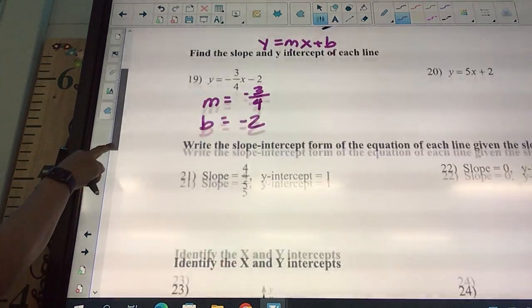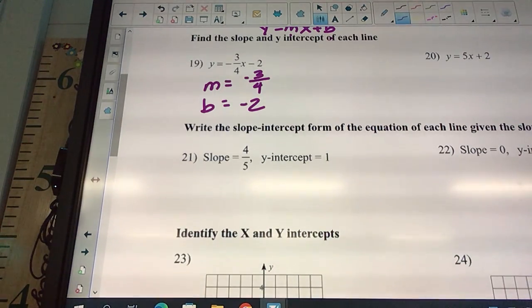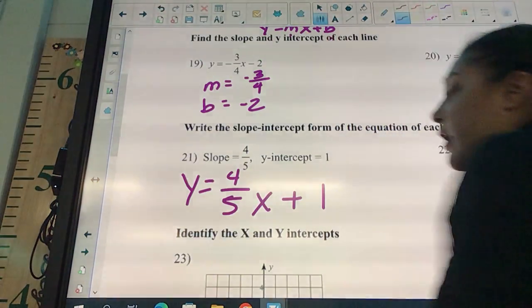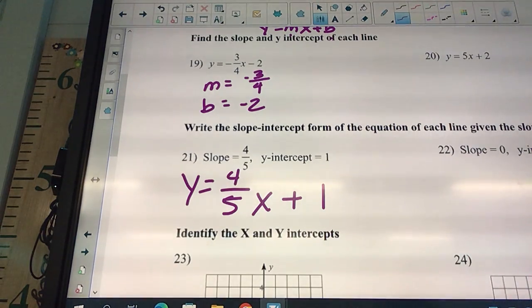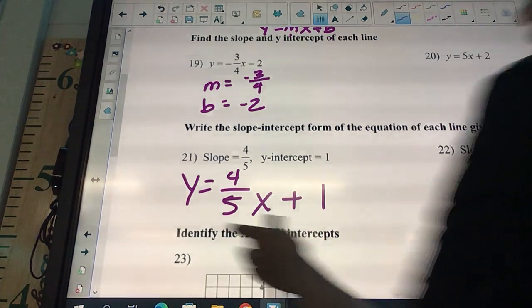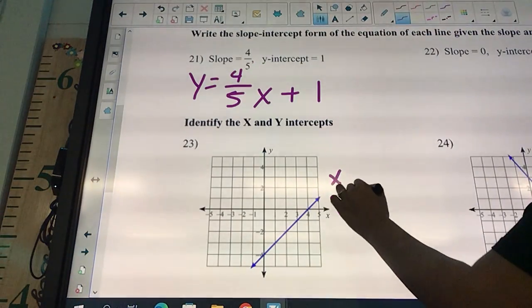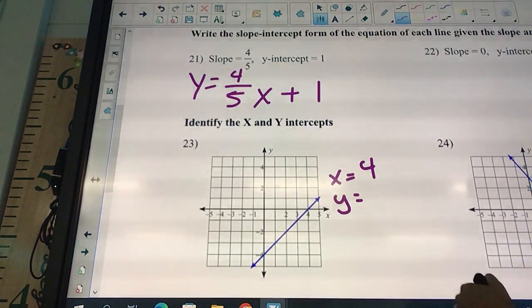Okay, the next section says write the slope intercept form. What should this look like? 4/5 x plus 1. A bunch of you guys are forgetting that x part. Make sure that you put the x there. Okay, identify the x and y intercepts. What's the x-intercept? 4. What's the y? -4.